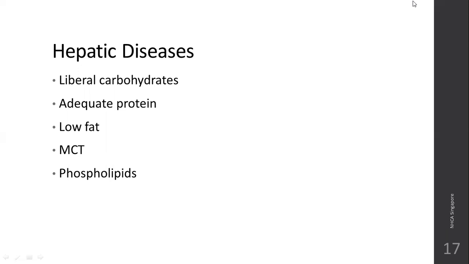Medium chain triglyceride is preferred, it is better tolerated. And any food rich in phospholipid has been shown to improve the way the liver recovers. The liver regenerates itself and the appetite improves with phospholipids. Phospholipid extracts can also be found, it can be prescribed. So foods that are rich in phospholipids like soya beans are good for people who suffer from hepatic conditions.